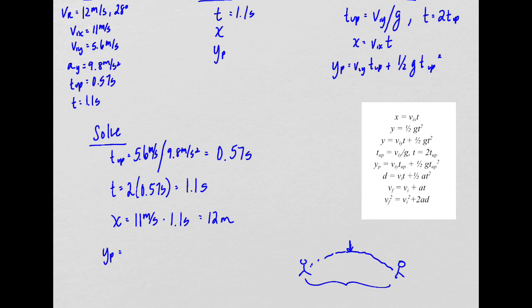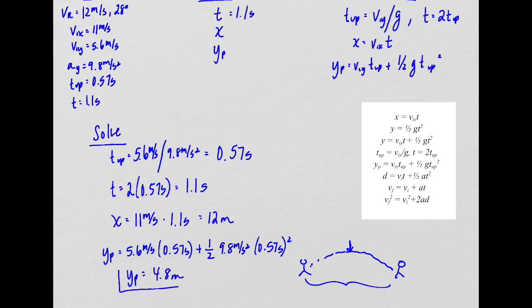So in order to do that, we have to plug in everything here. So we have VIY, which is 5.6 meters per second, times T up, which is 0.57 seconds, plus 1/2 G, which is the same as AY, so that's 9.8 meters per second squared, times t up again, which is 0.57 seconds, and that is squared. Oof. All right. So YP is equal to 4.8 meters is the peak height here. Oof. Okay. So there we go.